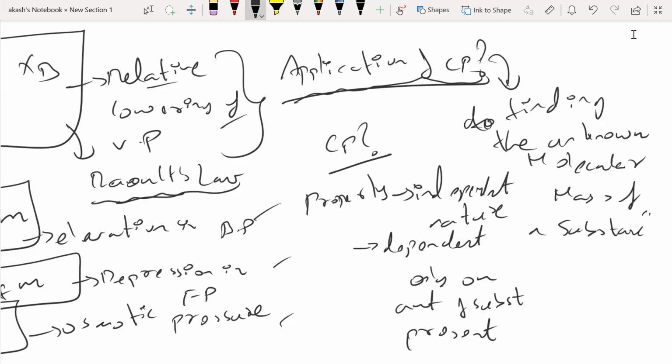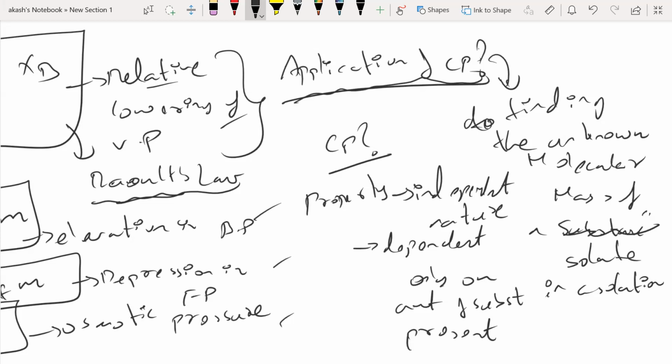That's the beauty of colligative property. Even though you don't know, obviously, if I know what is there, I know the molecular mass. If I know it's NaCl, I know it is going to be 58.5. That I know. But even if I don't know what the substance present is, with the help of your colligative properties, I will be able to find the molecular mass of the solute. I would say, instead of substance, I write solute in a solution, right?